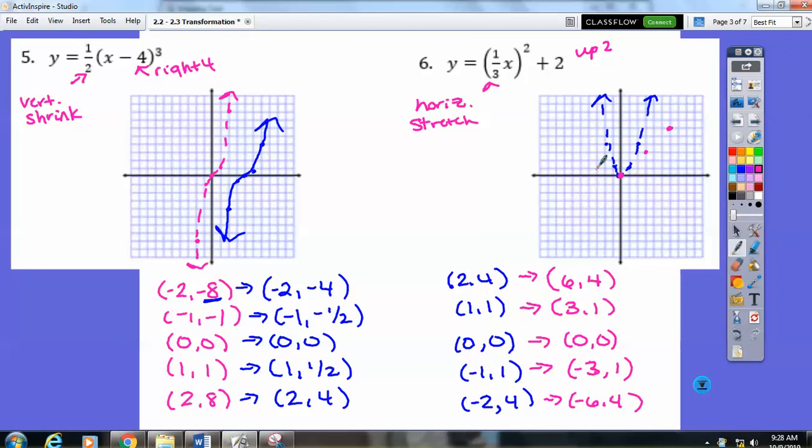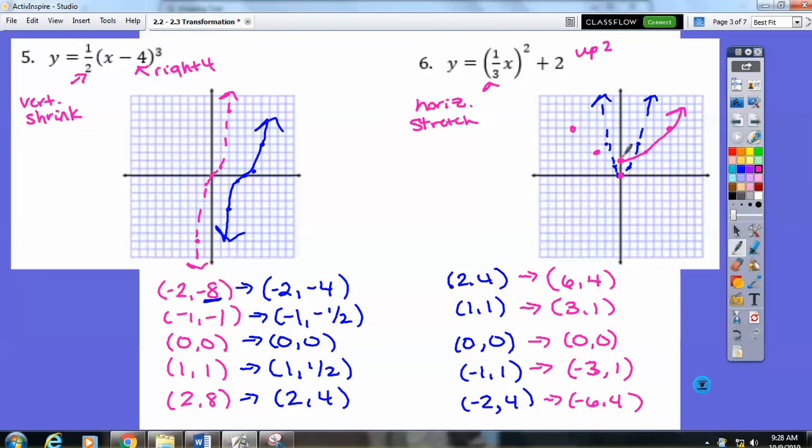We had -3, 1. Whoops, sorry. 0, 0. That stayed from the original, and then we had to go up 2. Failed to draw that little piece. We had -3, 1, then go up 2. -6, 4, and then go up 2.